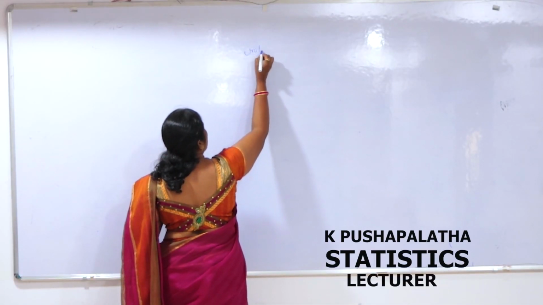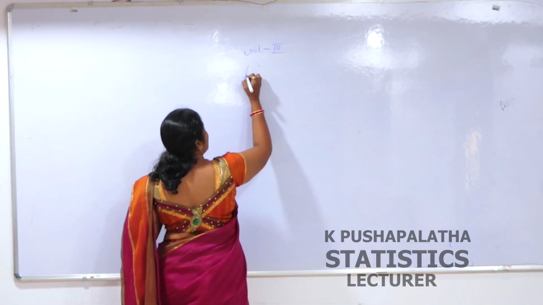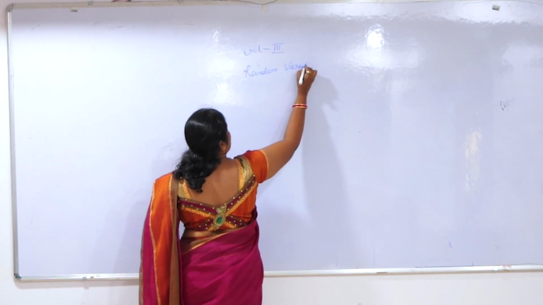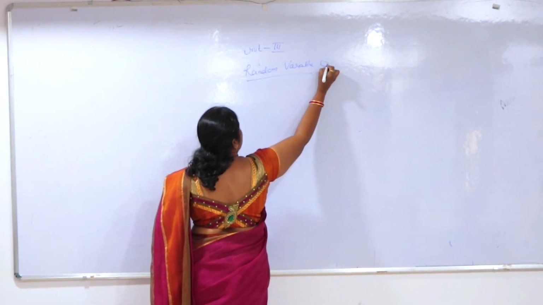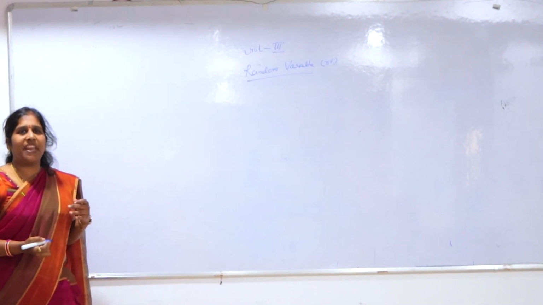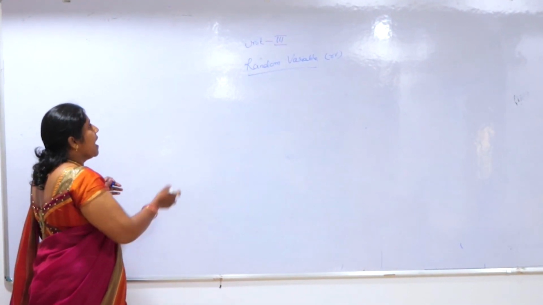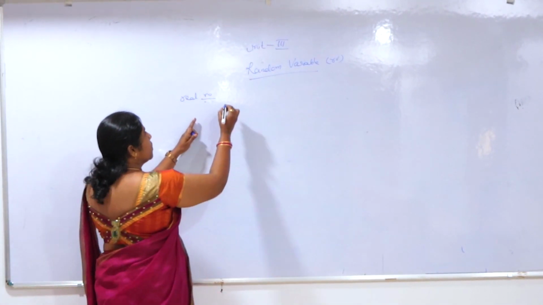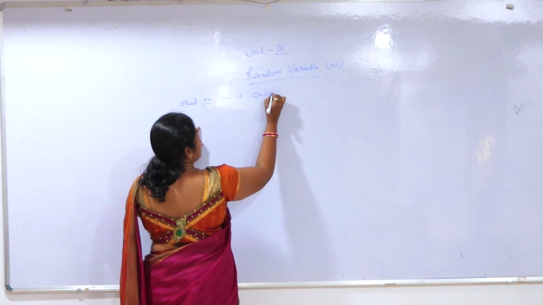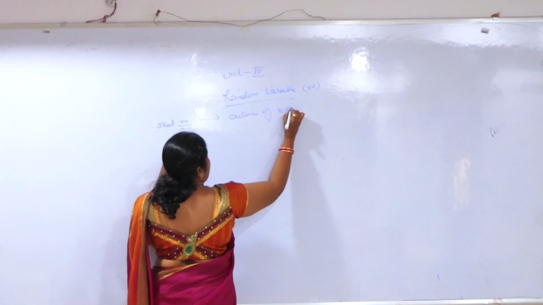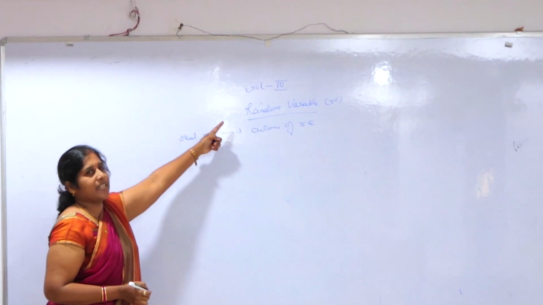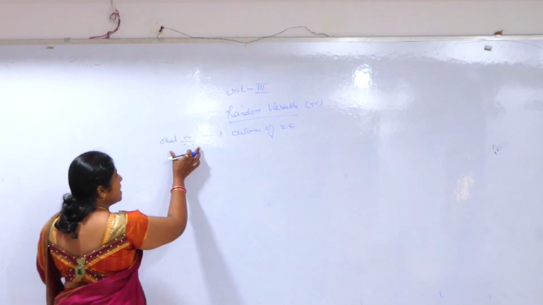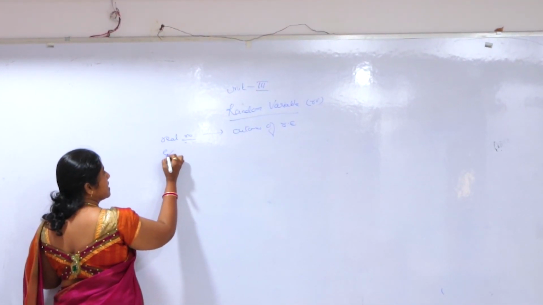First semester, Unit 3, Random Variable. So first I'll explain what's the definition of random variable. Random variable is nothing but a real number which is connected to the outcomes of a random experiment. So random variable is a real number which is connected with the outcomes of a random experiment. So this definition I'll explain with the help of some example.